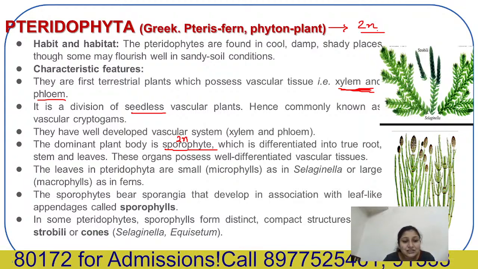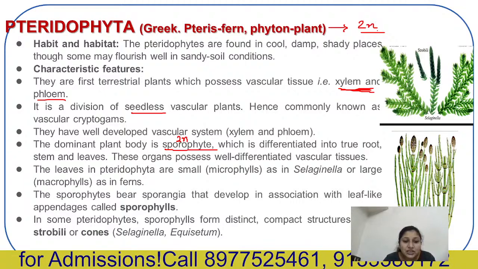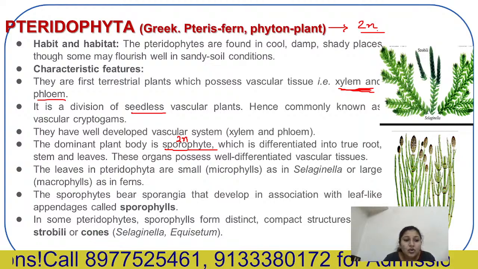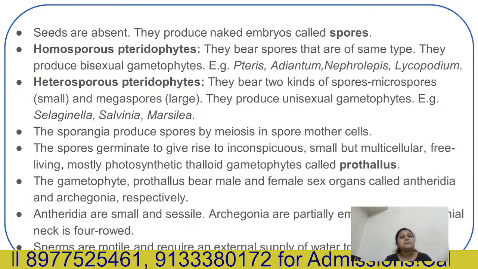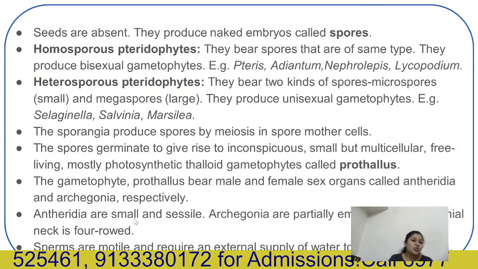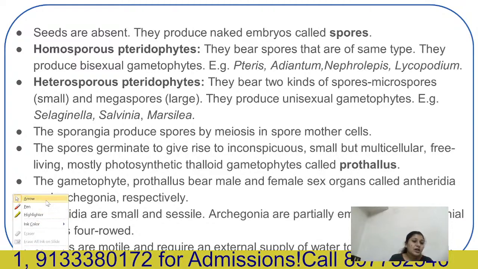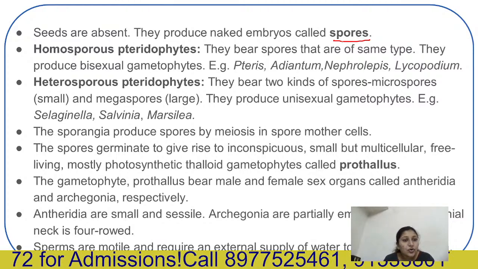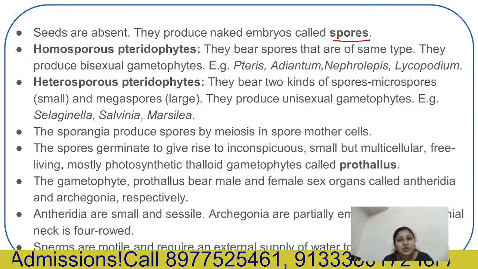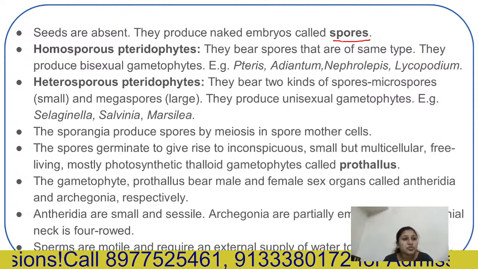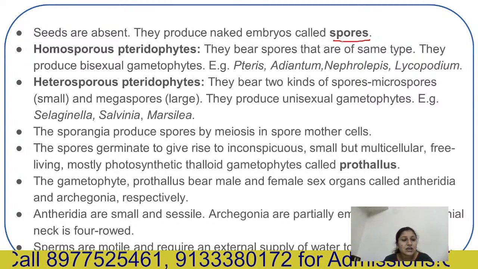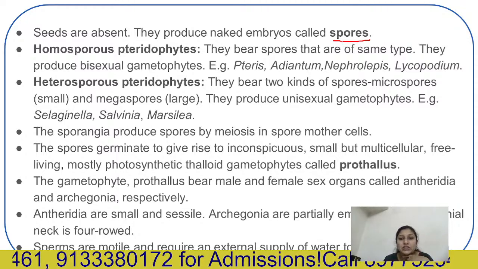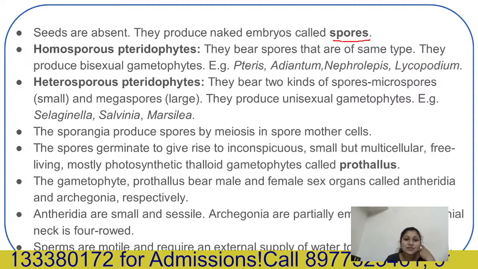So this is on sporangia. Some pteridophyte sporophylls form distinct compact structures called strobili or cones. Seeds are absent, they produce naked embryo called spores. So seeds are not there. Homosporous pteridophytes bear spores of the same type, they produce bisexual gametophytes. Heterosporous pteridophytes bear two kinds of spores, microspores as well as megaspores.